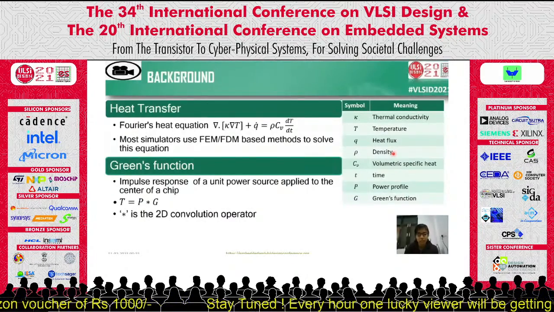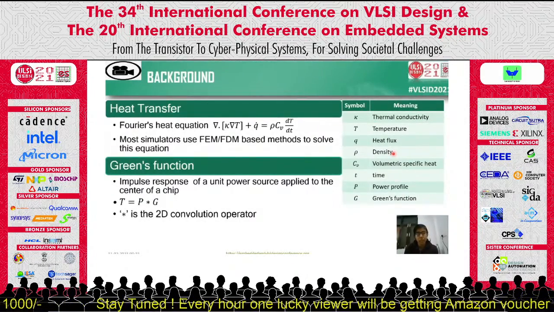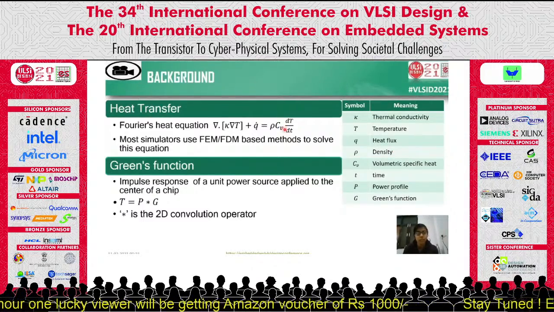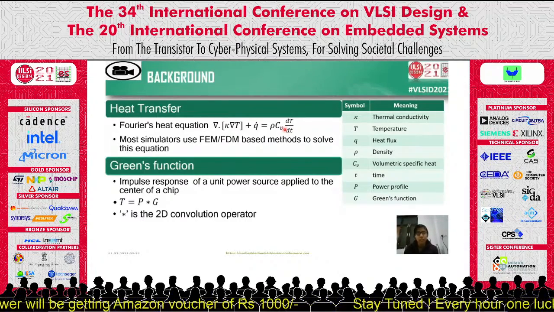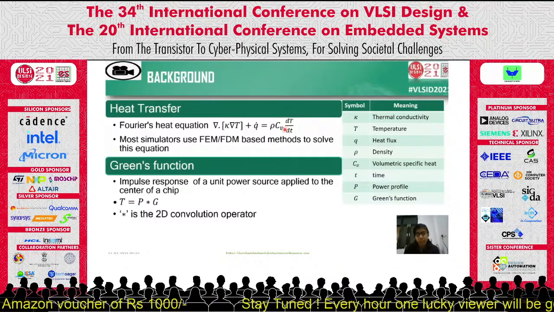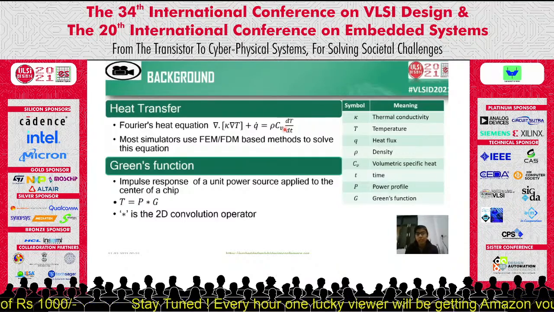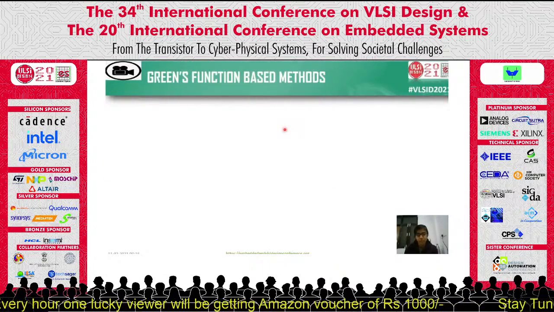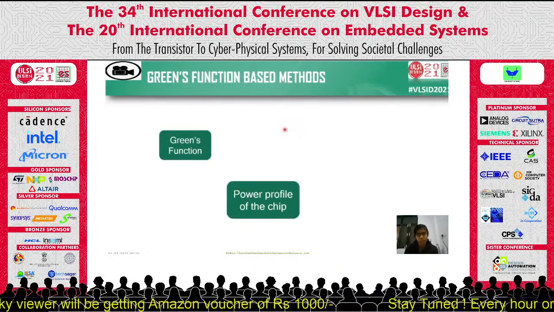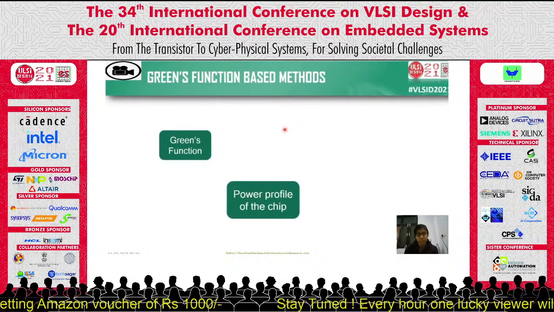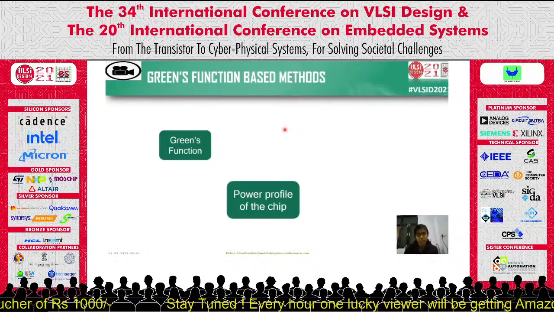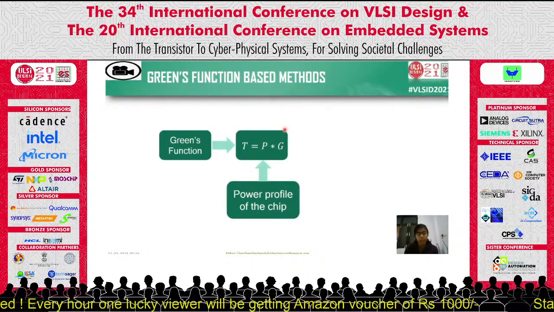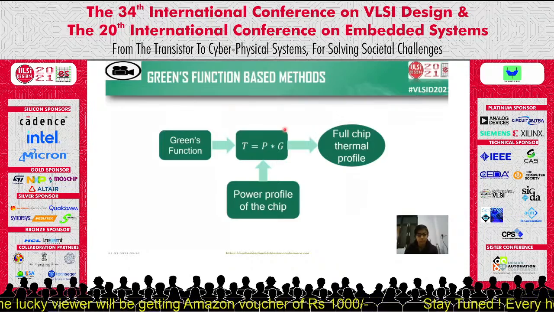So to calculate the temperature profile of a chip, we need to solve Fourier's heat equation. Most simulators solve this equation using FEM or FDM based methods. Another set of approaches used the faster Green's function based methods. Green's function is defined as the impulse response of a unit source applied to the center of the chip. In this method, we first obtain the Green's function of a chip based on its geometry, and we store it offline. And we have the power profile of the chip, and during runtime, we convolve the Green's function with the power profile of the chip to obtain the full chip temperature profile.